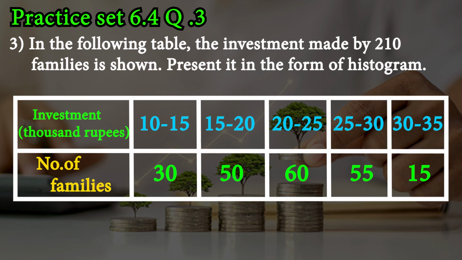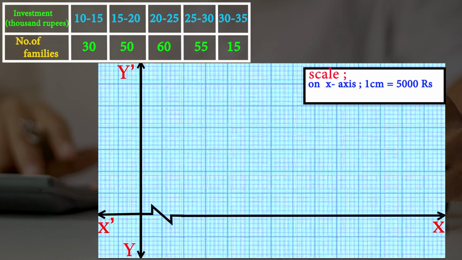Now students, let us see the solution. Students, in the given table, we have continuous classes. The classes are from 10 to 35. Hence, on the x-axis, we take 1 centimeter equal to 5,000 rupees. Then we can limit the extended columns till 7 centimeters.